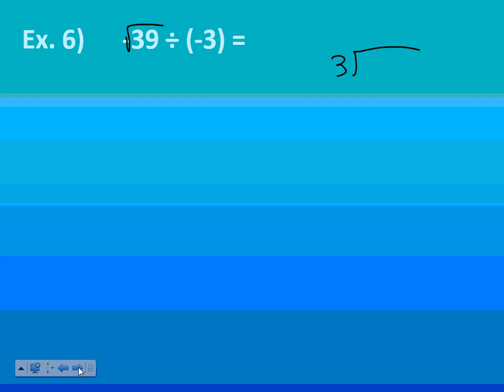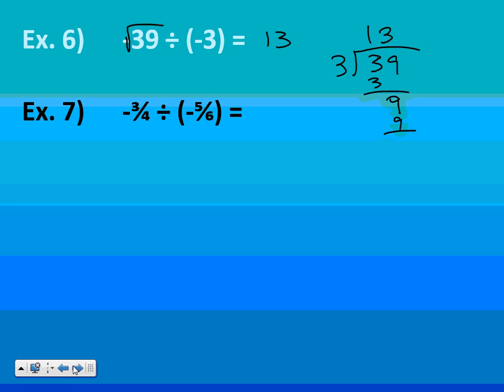So 3 into 39. So 3 goes into 3 once. 1 times 3 is 3. That's a 0. Bring down your 9. 3 goes into 9, 3 times. That's a 9. Remainder of 0, so you know you're done. Okay? So 13. Any questions about the first one goes in the house? Okay? And part 2, a negative divided by a negative is a positive.